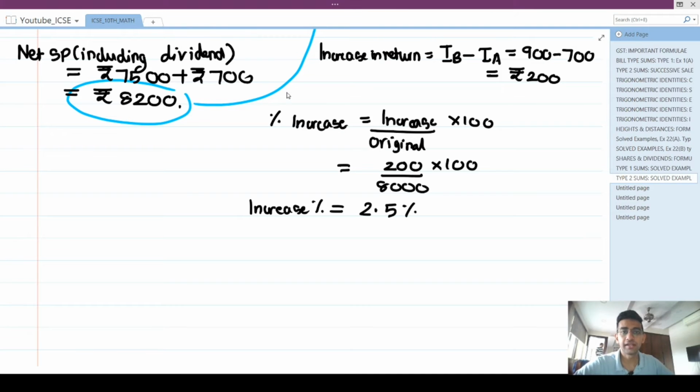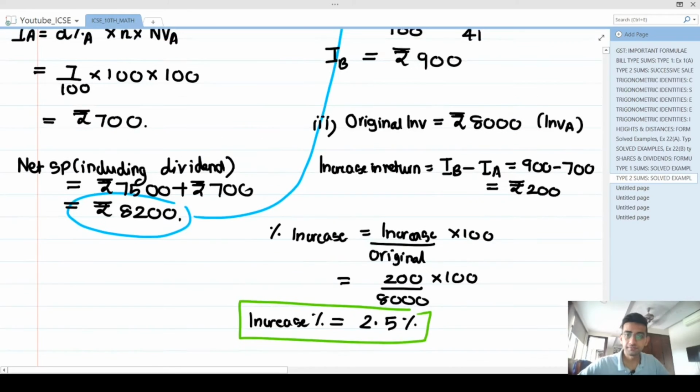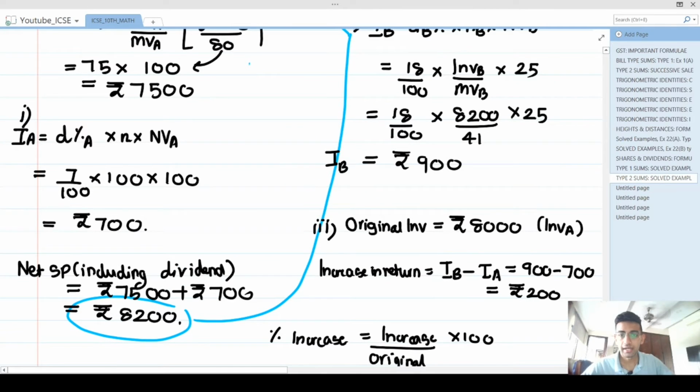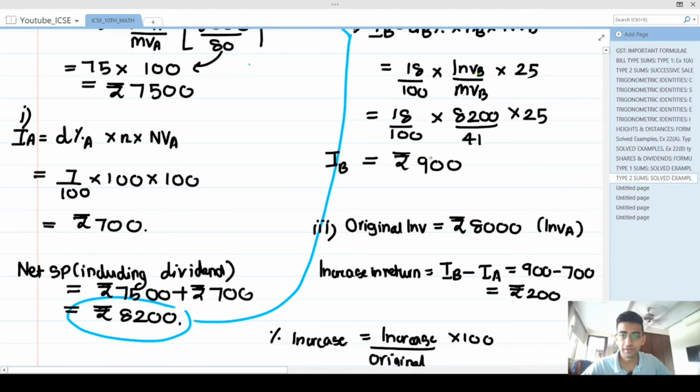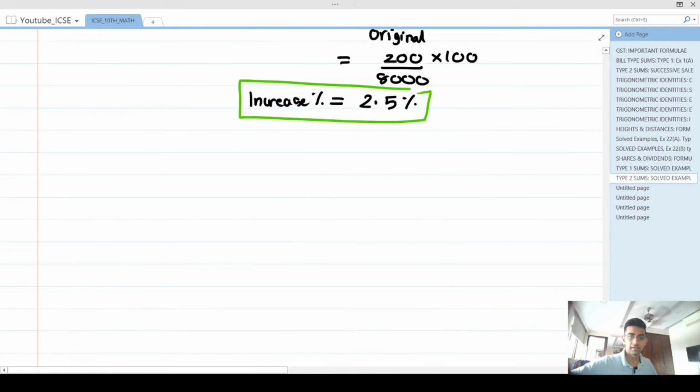So here's all the data that we used and calculated to find the required information. Let me highlight the answers for you. This is the answer for part 3. Answer for part 2 is over here. And answer for part 1 is over here. This is all the data that we required. Next sum.